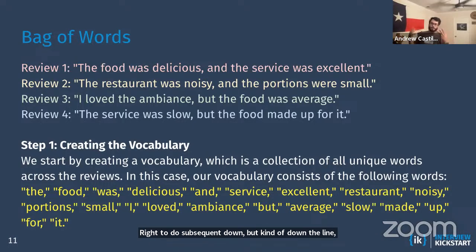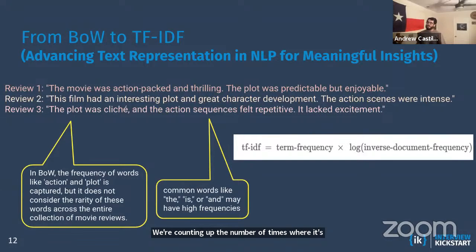So we have this bag of words framework where we're counting up the number of times words appear. But what people realized is, okay, the bag of words is awesome because we're counting frequency of words. Like I had the review where the appears twice, was appears twice, delicious appears once, and so on. But the frequency of words doesn't really mean much if you can't really say something about it.